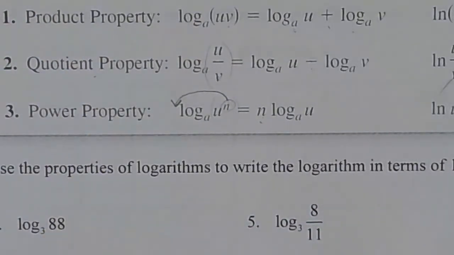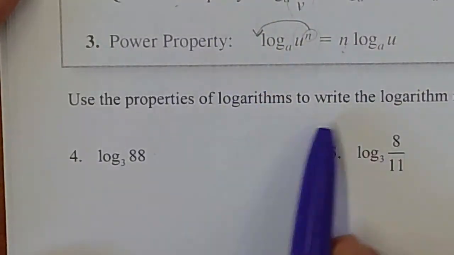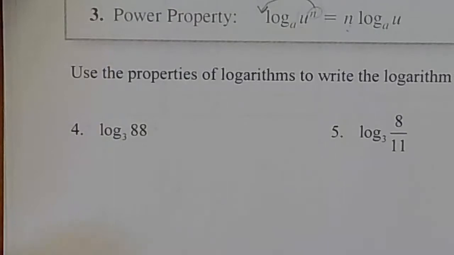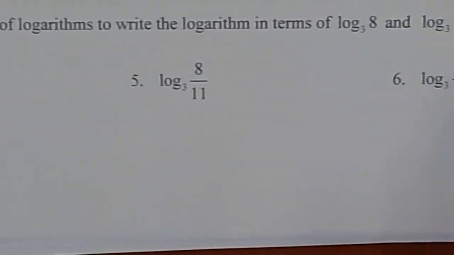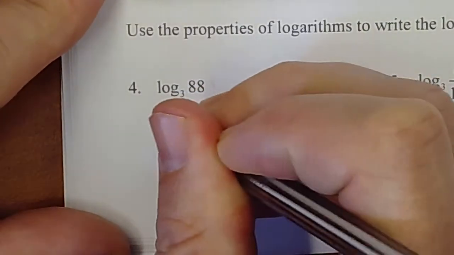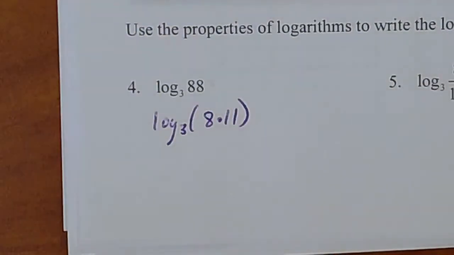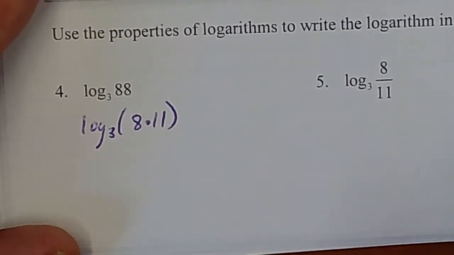All right, so let's look at the directions for 4, 5, and 6. Use these properties of logs to write the logarithm in terms of log base 3 of 8 and log base 3 of 11. Well, they gave us two numbers we could work with. In 5, they already are written as an 8 and 11. But this one, we just got to use a little bit of creativity to rewrite that. So I can write this as log base 3 of 8 times 11 to get to that 88. And they kind of want us to expand it, because they want us to get to just log base 3 of 8 and log base 3 of 11.